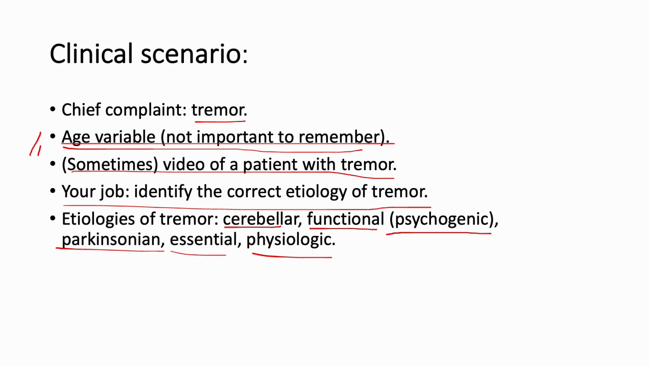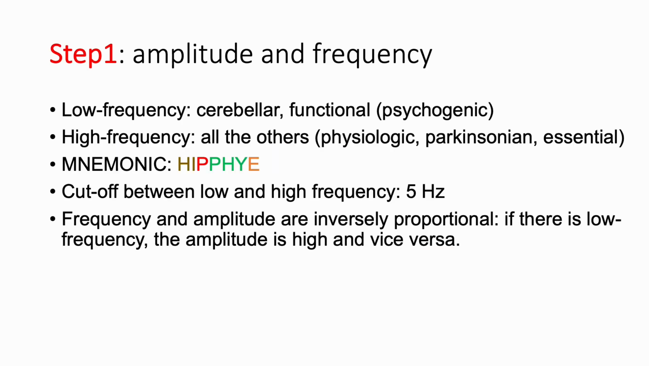Let's go into the next slide in which I will show you how to differentiate between these different types of tremor. So guys, the first step in the differential is to identify the amplitude and the frequency of the tremor reported in the question stem. The frequency of the tremor is how many movements per second, whereas the amplitude is the extension in space of the tremor movements.